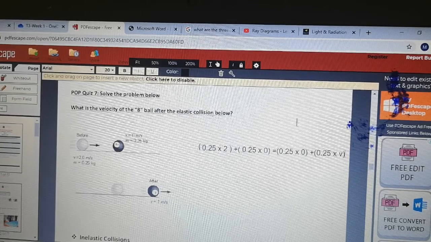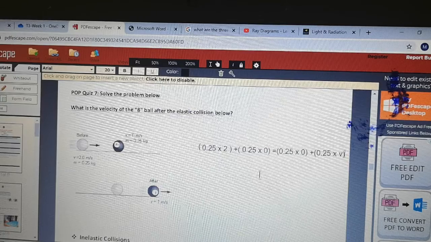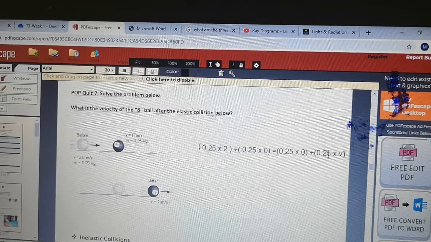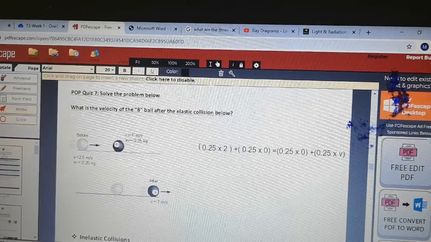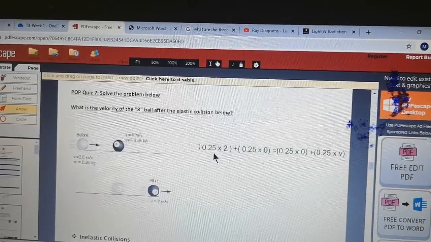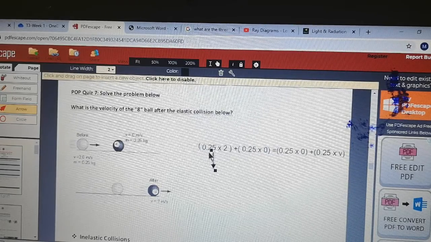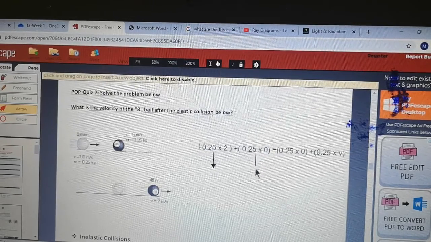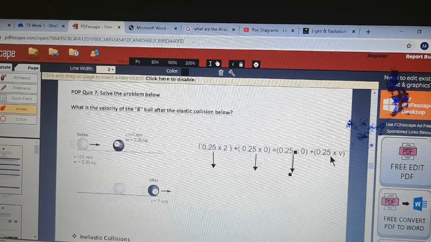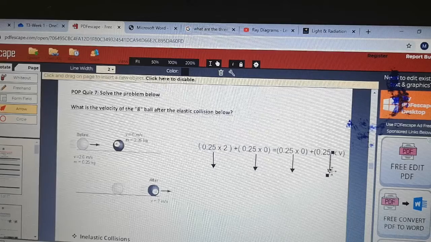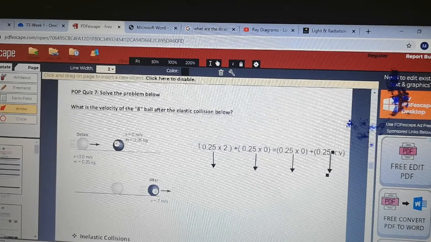So you're going to just solve all of this, simplify this one to make a number, simplify this one to make a number, and simplify this one. So you just break it down. It looks complicated now, but it's not after you just say, okay, what's 2 times 0.25? Let's put it here. What's 0.25 times 0? Put it here. What's this times this? Put it here. And this one we can't do because we don't know v, but we can still write 0.25 v.